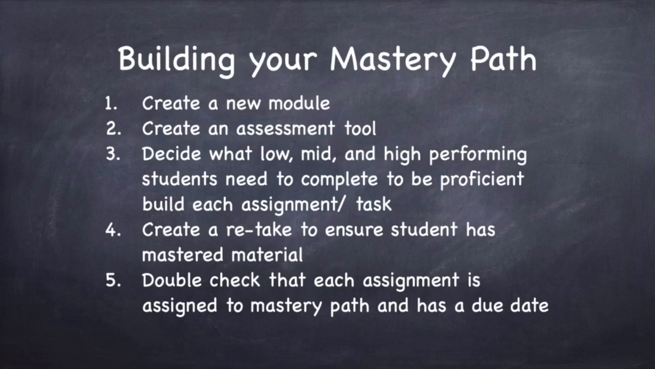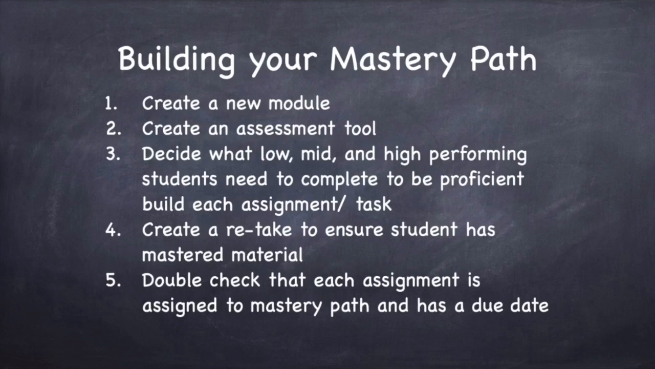Building your mastery path is just five simple steps. First, you create a module. Then you create an assessment tool, whether that be an auto-grade tool or one that you grade yourself. Then you need to decide what a low, mid, and high performing student would need to complete to be proficient. Build each one of those tasks and assign them inside your module before you set up your mastery path. Create a retake so that you can ensure a student has mastered the material, and then double check that every one of your assignments is assigned to the mastery path, not to everyone, and has a due date. The only assignment that gets assigned to everyone is the initial sorting hat.